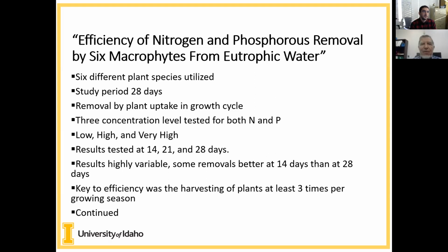The results from each of these were tested at 14, 21, and 28 days. And as you might expect, the results were highly variable. Some removals were better at 14 days than at 28 days. This means that some of those plants had exceeded their excessive growth time in the 14 days rather than 28. Key to efficiency was the harvesting of plants at least 3 times per growing season.